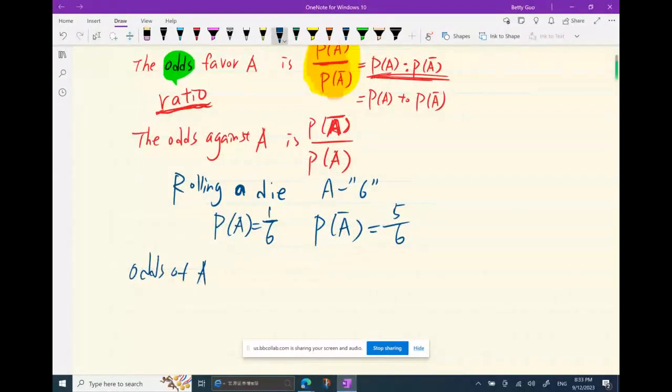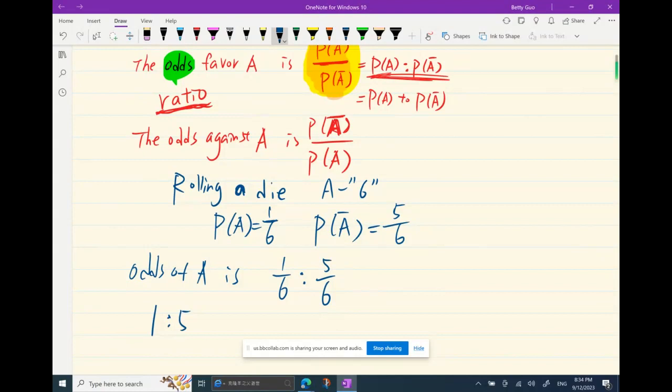Now what's the odds of A? Odds of A is a ratio, not one value. The ratio is 1 over 6 to 5 over 6. If we simplify that, it is 1 to 5. If you go to a casino, that's what you hear most of the time. If we get number 6, we win. The odds of winning is 1 to 5. It's very different from probability. Even though we use probability to figure out the odds, it's not probability.